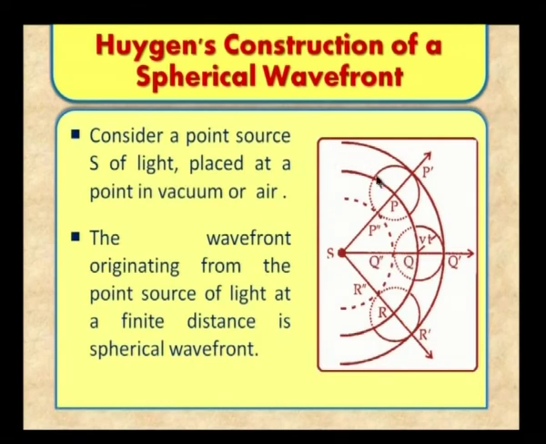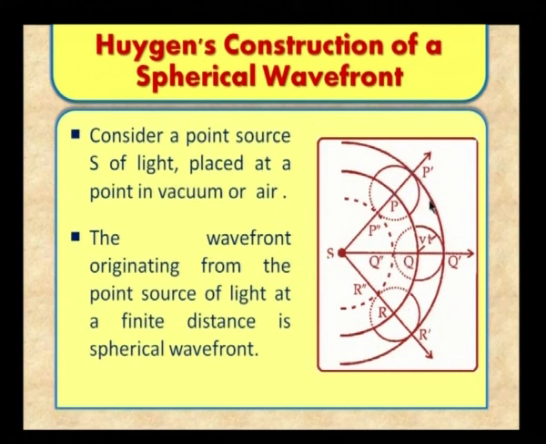So, ether is present everywhere, and PQR refers to what is called the primary wavefront. You have the secondary wavefront, P prime, Q prime, R prime. The point source is here, and the wavefront originating from a point source of light at a finite distance is called a spherical wavefront. Every ether particle here will be disturbed by the light coming here, and will emit what are called secondary wavelets. What is a secondary wavelet?